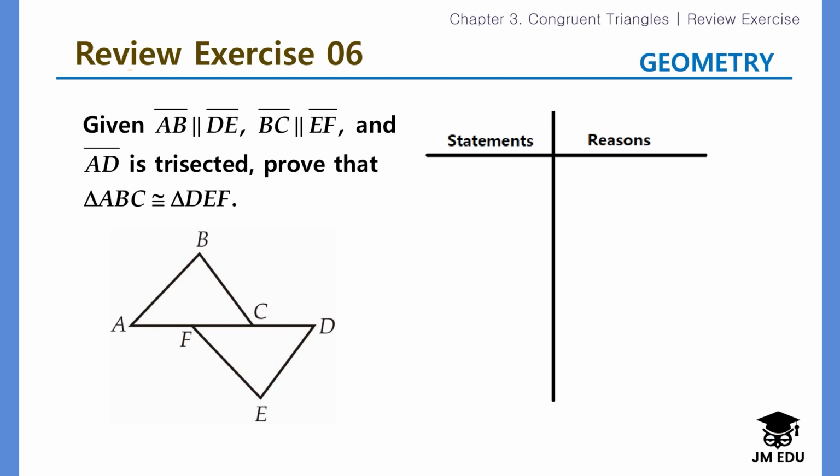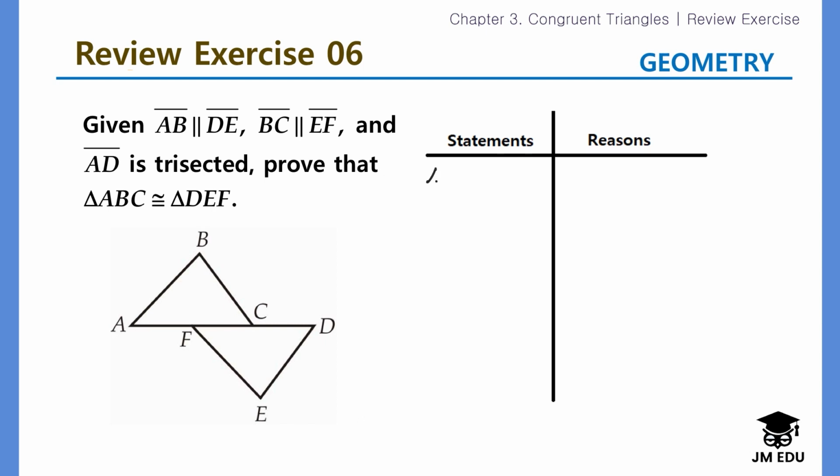Review exercise number 6. Given AB is parallel to DE, BC is parallel to EF, and AD is trisected. Trisected means it is divided into 3 equal parts. So AF, FC, CD are equal to each other. So we're going to prove that triangle ABC is congruent to triangle DEF. Okay, let's start with the first given.